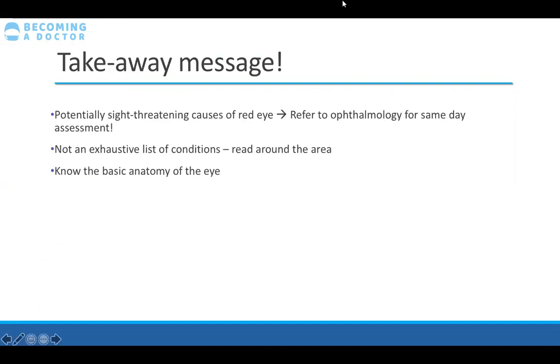Right, guys, you have been fantastic throughout this whole presentation. The take-home messages I would say are: have a read, look at what the sight-threatening causes of red eye are, and when you see someone with that, refer them to ophthalmology. This is not an exhaustive list of conditions, so read around the area and know the basic anatomy of the eye. Understanding the anatomy makes it easier to differentiate between different clinical conditions.